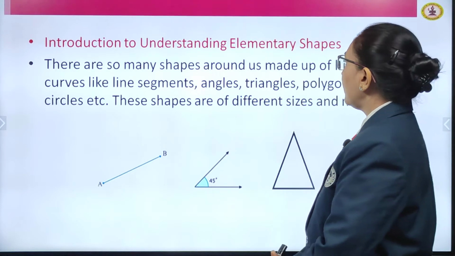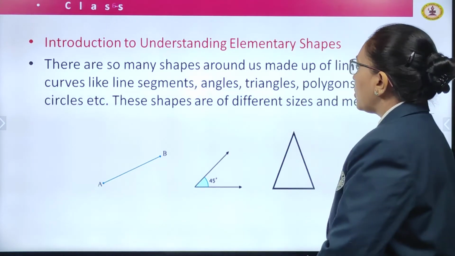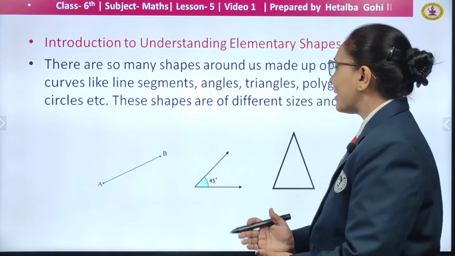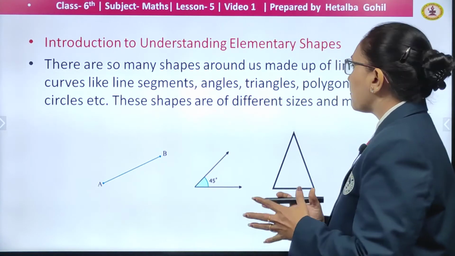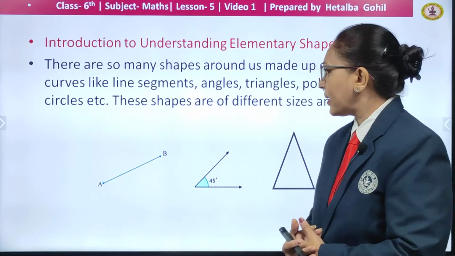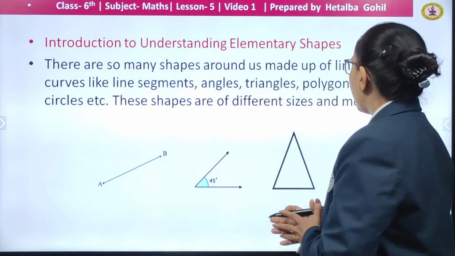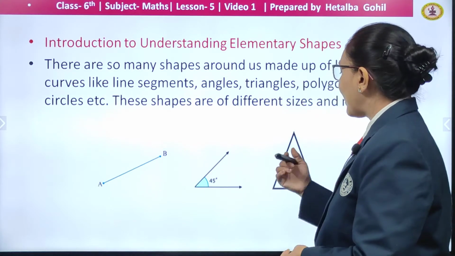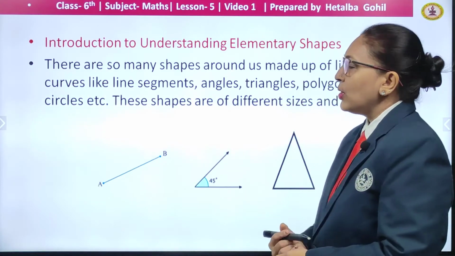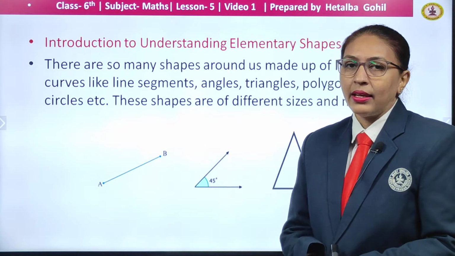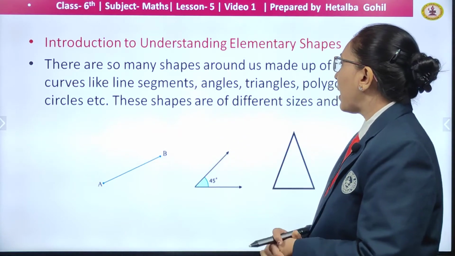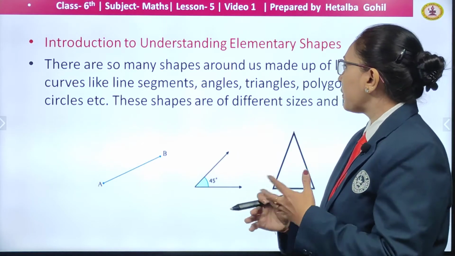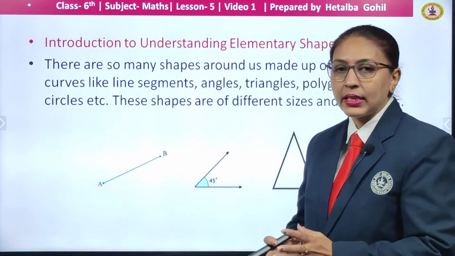The introduction. There are so many shapes around us made up of lines and curves, like line segments, angles, triangles, polygons and circles, right? These shapes are of different sizes and measures. Line segment, this is angle, this is triangle. So many different things we can make with the help of line segments and curves, and with that we form different shapes, that is triangle, square, rectangles, right?